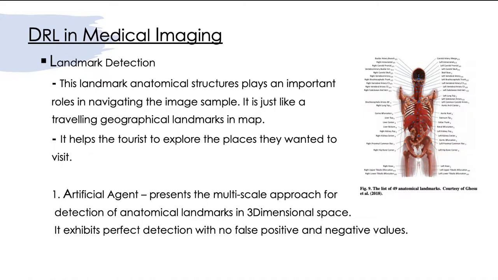And there is an agent that is used for landmark detection. They call it an artificial agent. This is a multi-scale approach for detection of anatomical landmarks in three-dimensional space, and it exhibits perfect detection with no false positive and negative values.